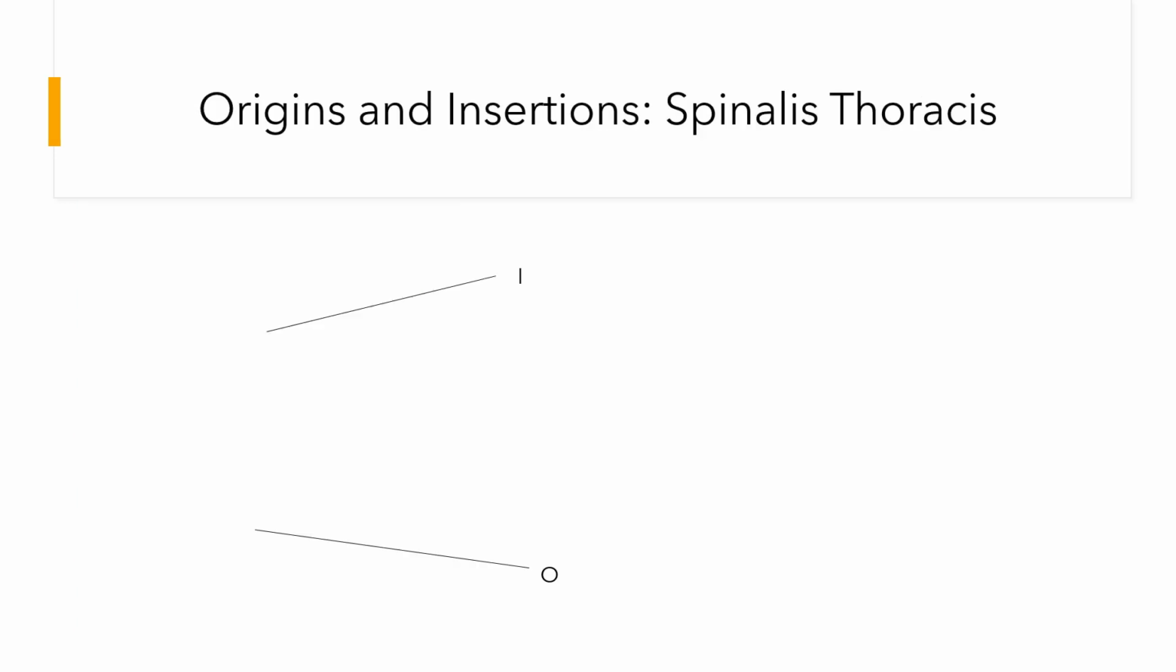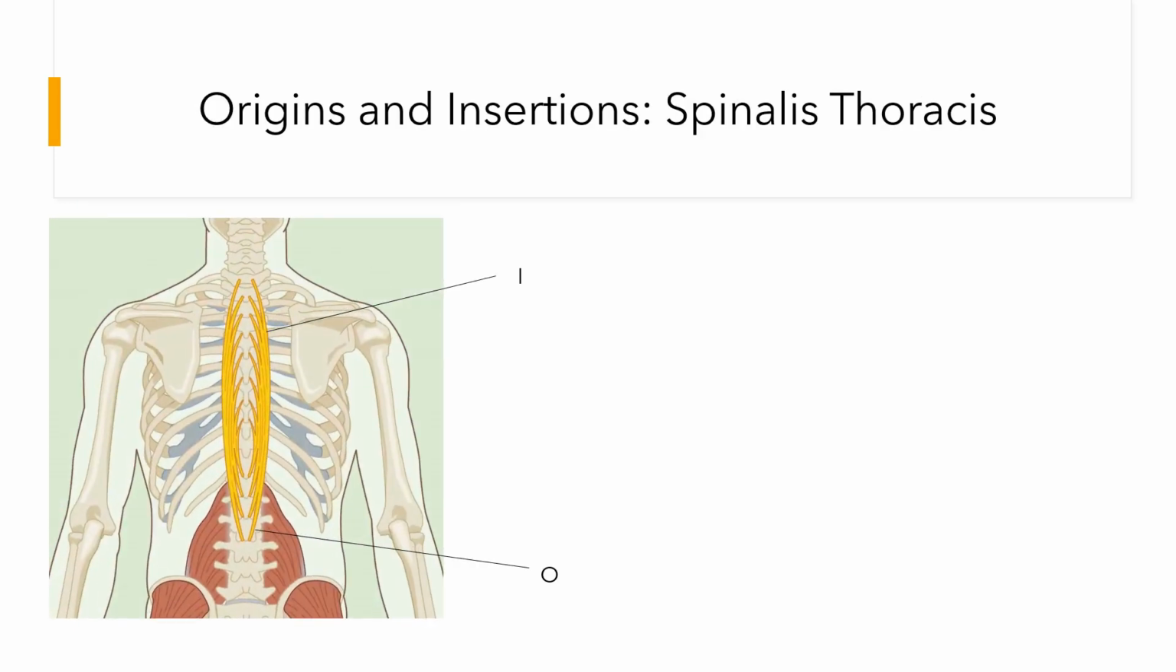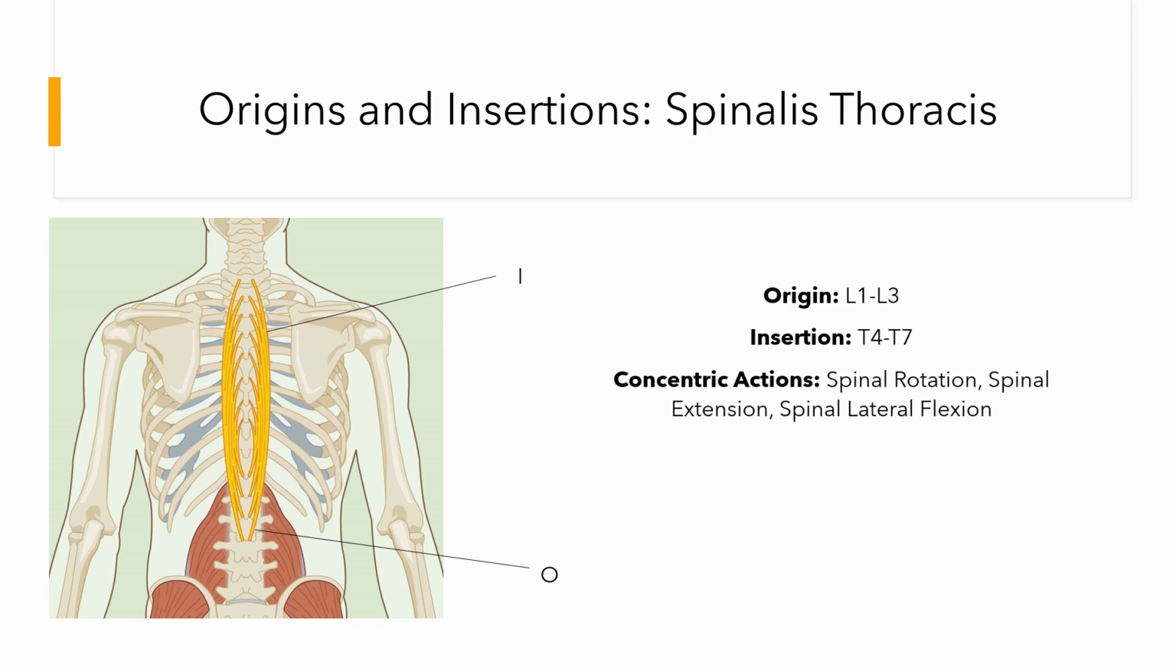So now looking at the spinalis, we've got the spinalis thoracis, so spine, the closest to the spine that runs along the thoracic. As you can see, the origin starts at L1 to L3. Insertion is T4 to T7. Concentrically, you're still going to get rotation, extension, and lateral flexion. Eccentrically, you're going to get rotation, flexion, and lateral flexion.